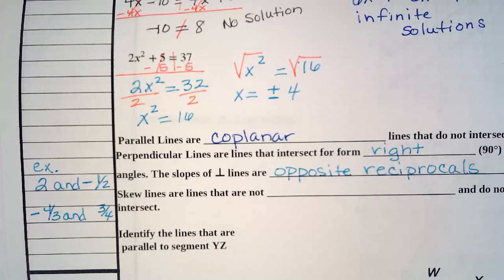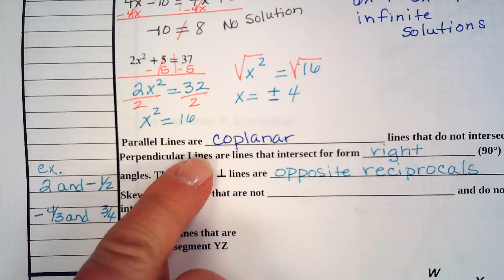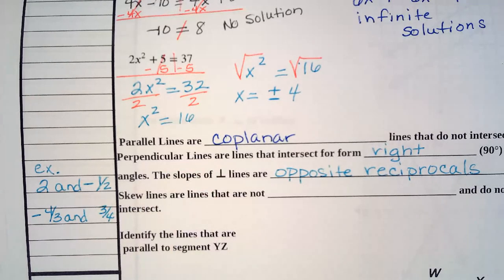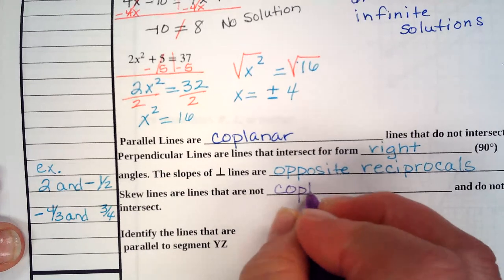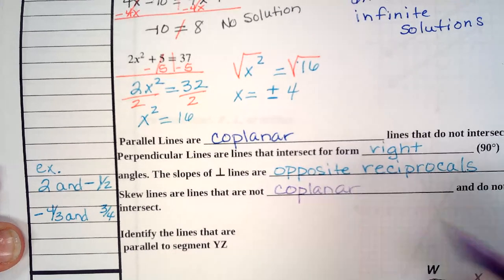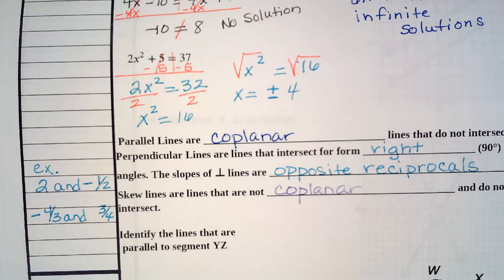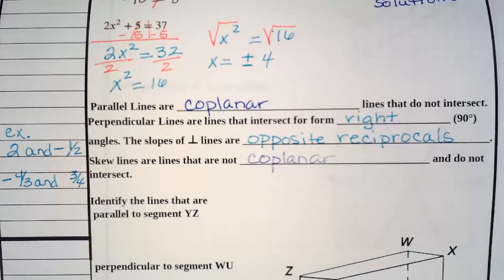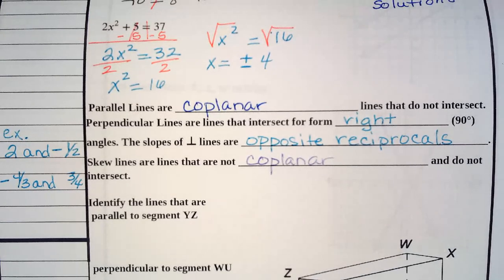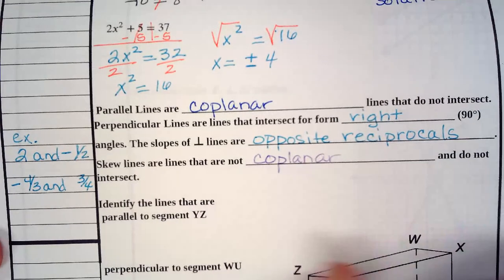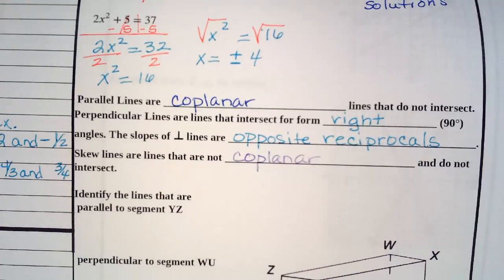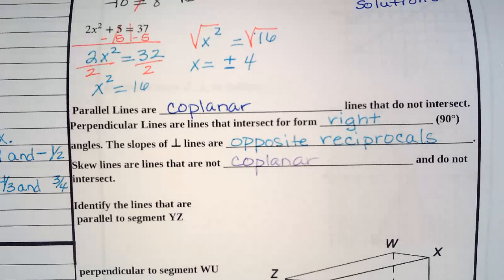Now, skew lines are lines that are not what? To be parallel, they're coplanar. To be skew, they are not coplanar and do not intersect. So those are the 3 definitions you need to know. And the important thing about perpendicular is that their slopes are opposite reciprocals. We will be using that as we look at them and as we develop the equations.